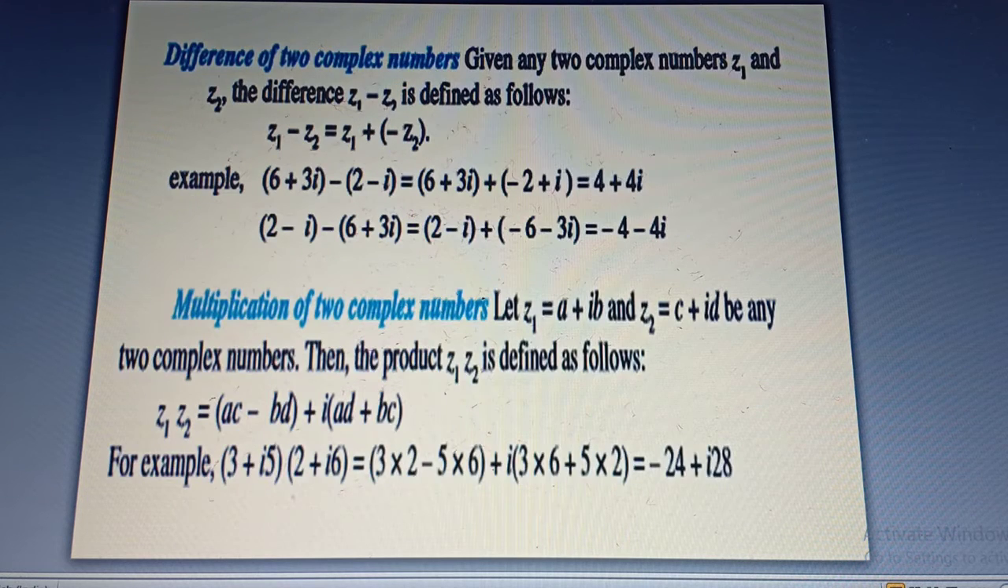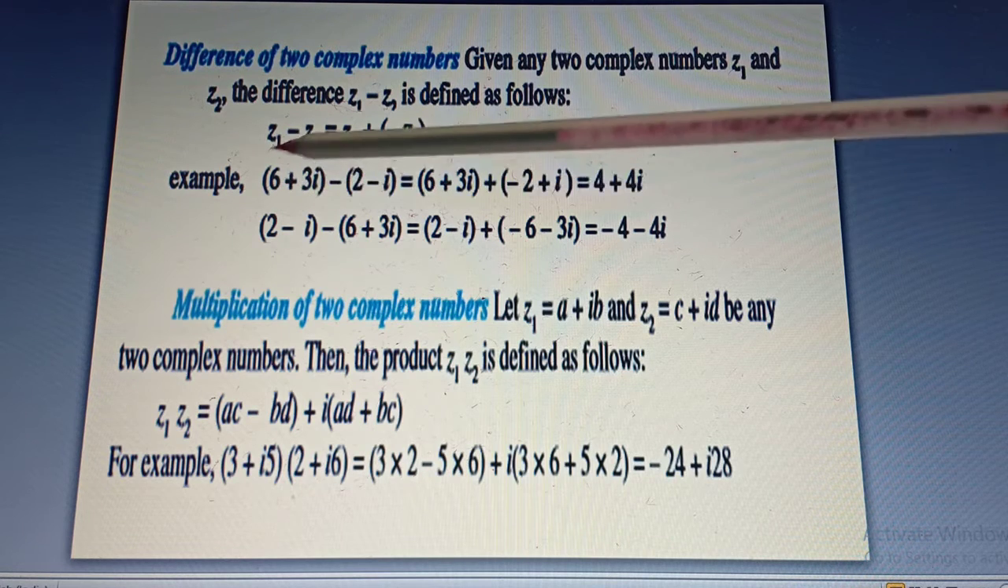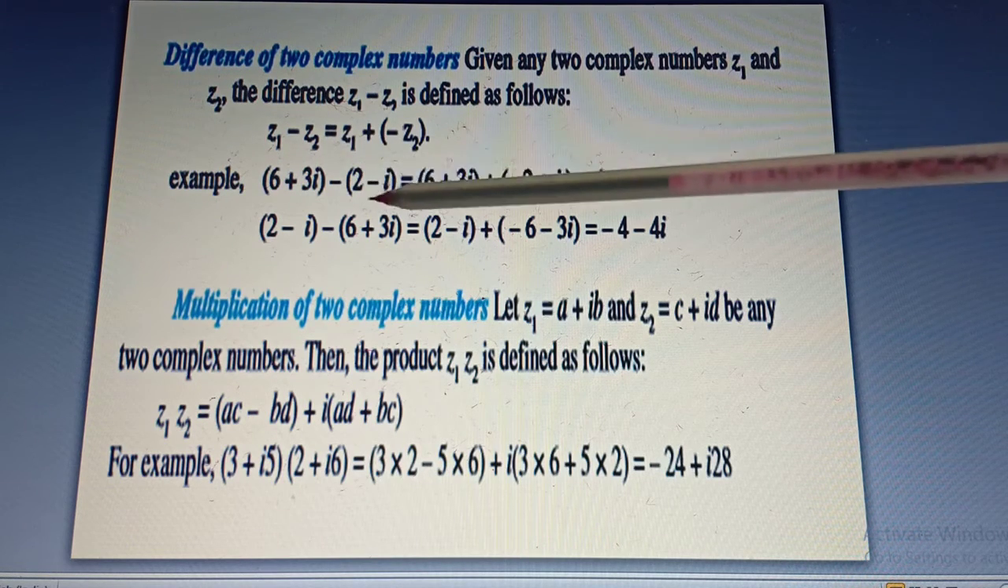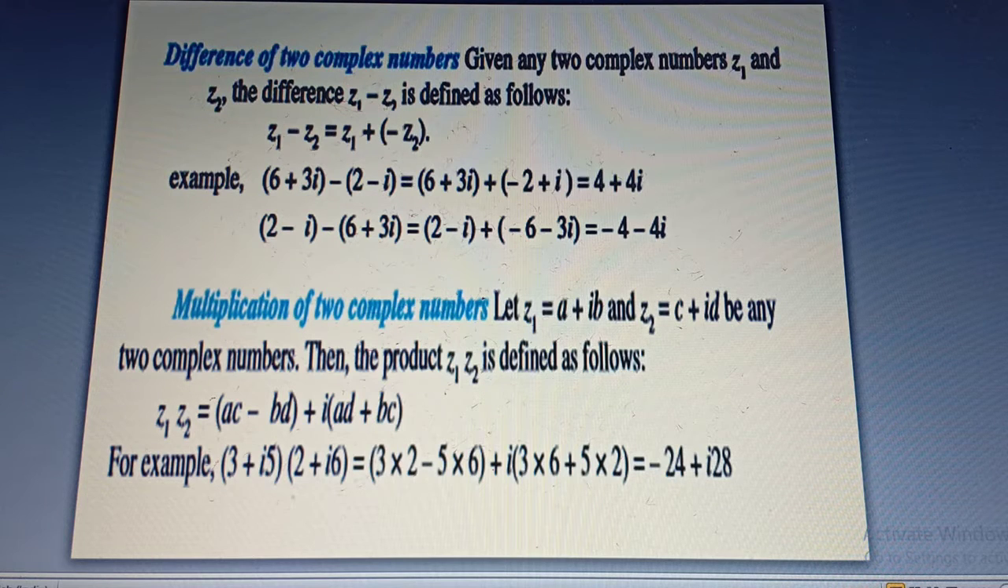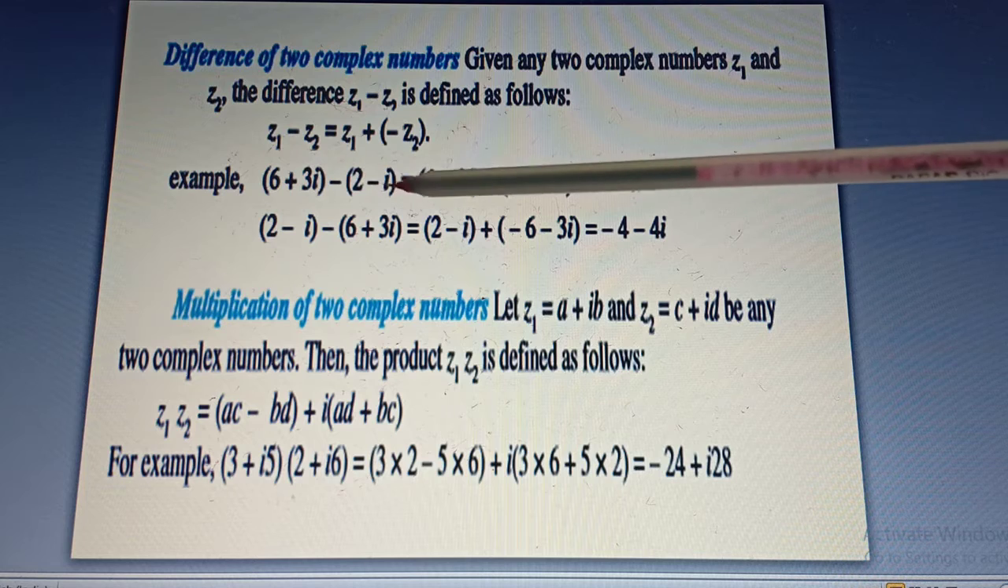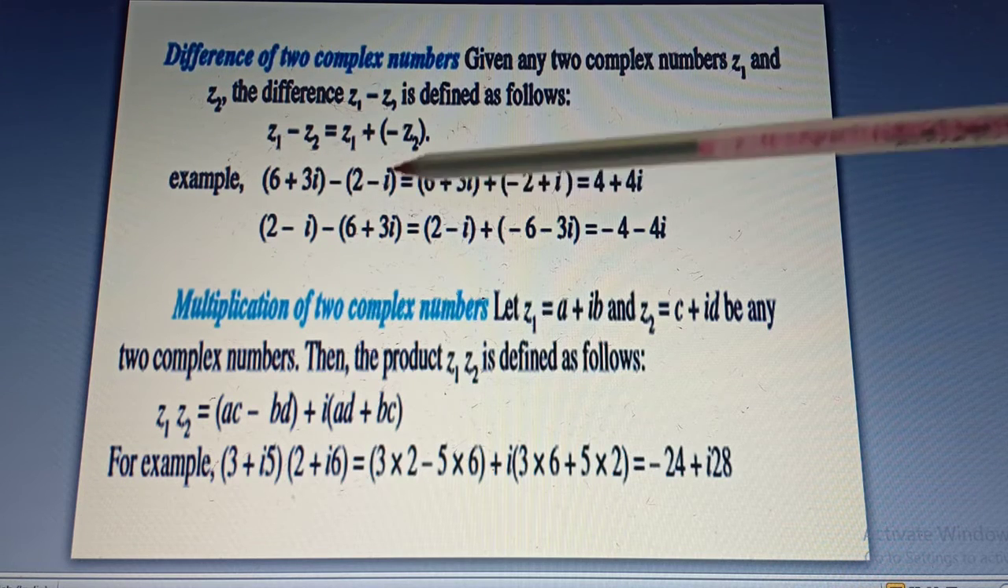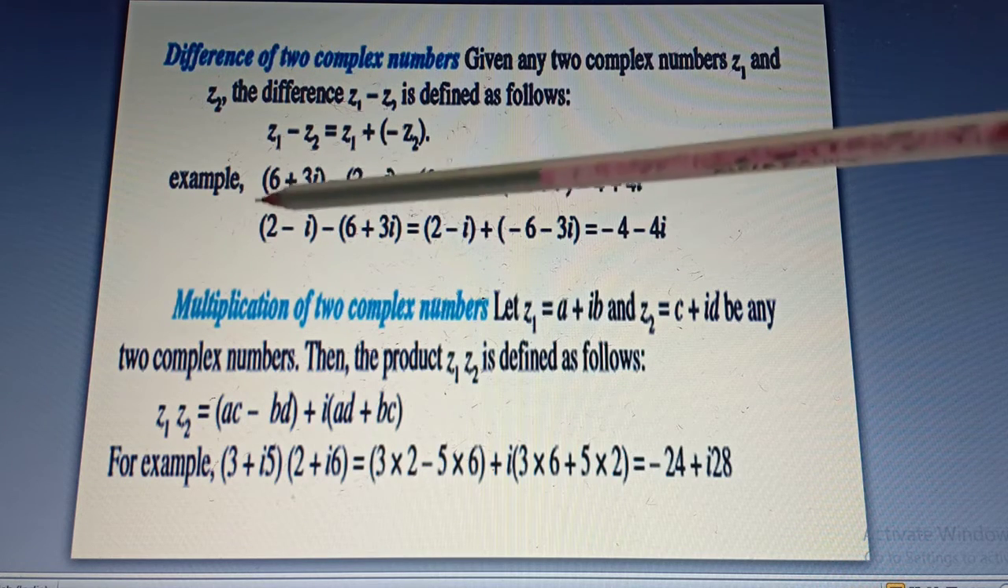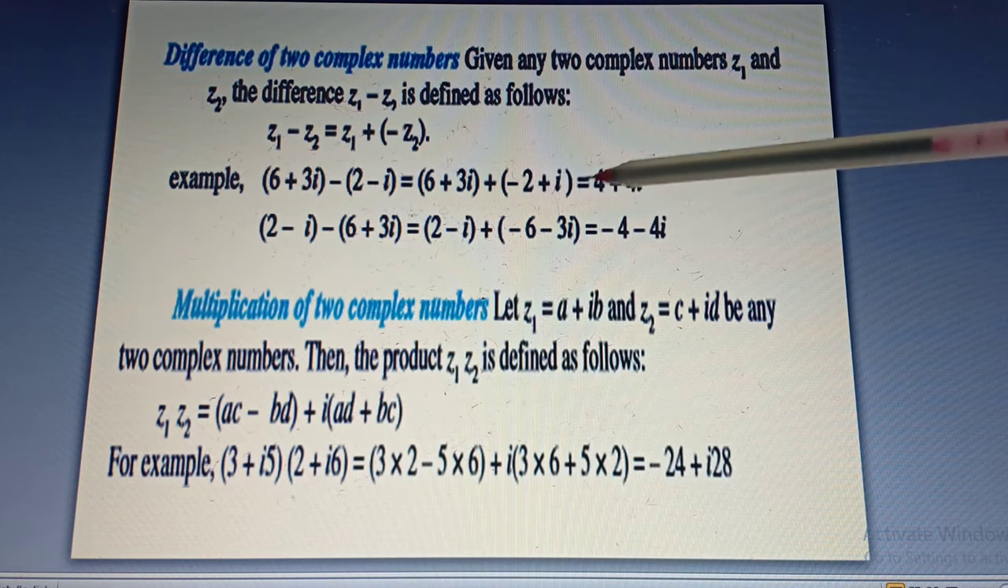Students, next, the difference of two complex numbers is the same as the addition of two complex numbers. We can subtract two complex numbers like this: 6 plus 3i is one complex number, minus 2 minus i, another complex number. When we subtract, we have to subtract like terms, real part with real part, 6 minus 2, and 3i minus, minus i, so 3i plus i. So it will be 6 minus 2, 4, and 3i plus i, 4i. The answer is 4 plus 4i.